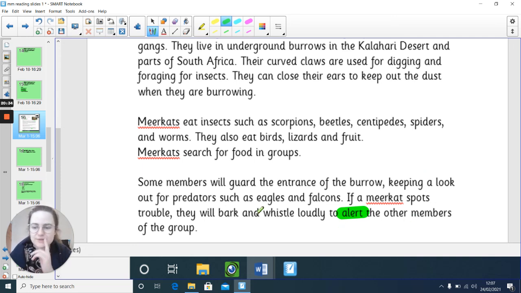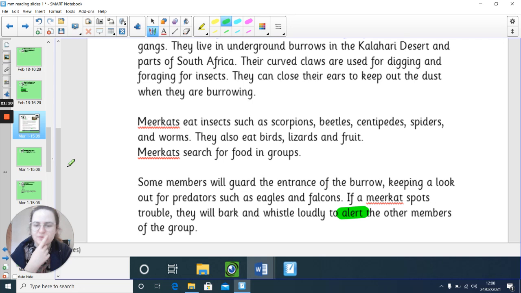Well, what we're going to do is put the word sleep in there and see if it still makes sense. If a meerkat is in trouble, they will bark and whistle loudly and make lots of noise to make the other members of the group go to sleep, or to sleep the other members of the group. Does that make sense? If you're making lots of noise because you're in trouble, you would send everyone else to sleep. I don't think so either. So that means that when my friend says the word alert means sleep, are they right?